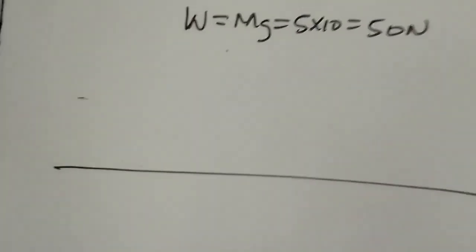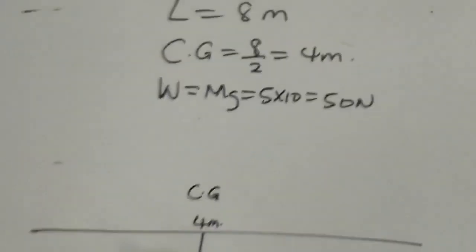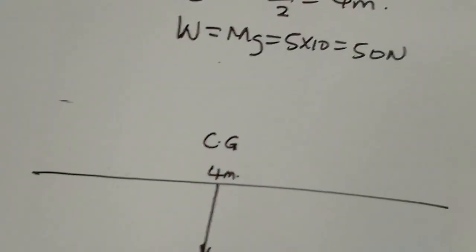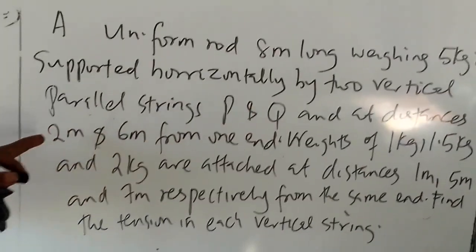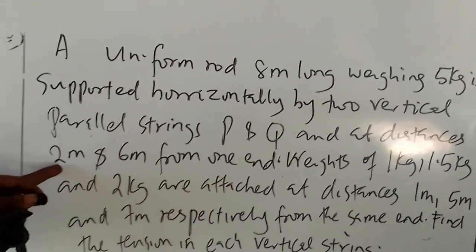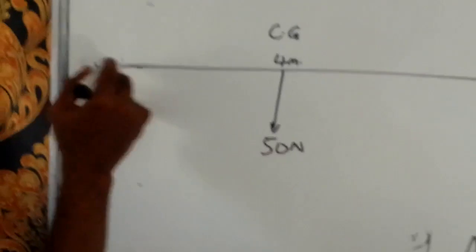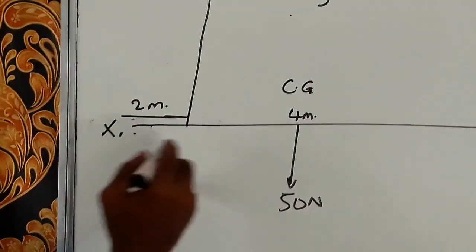This is the rod. This is the 4 meter mark at the center of gravity. The weight, which is 50 newton, is acting down there at the center of gravity. It's supported by two vertical parallel strings, P and Q, attached at distances 2 meters and 6 meters from one end. So let's consider this end. We can call this end S, and the other end Y. For this end S, the first string is 2 meters from this end, and that string we call P.